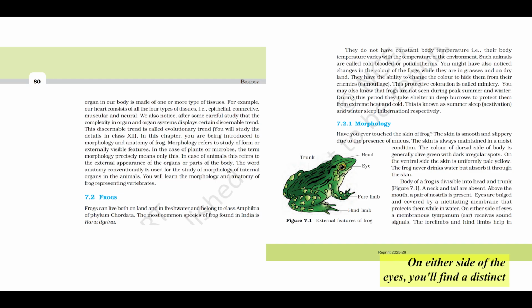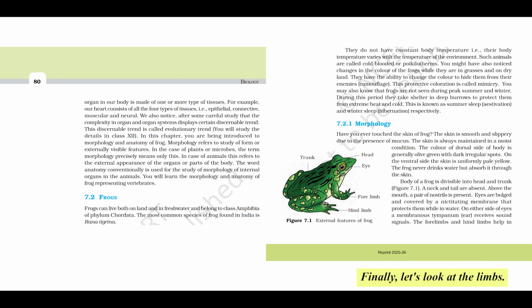On either side of the eyes, you'll find a distinct circular membranous structure known as the tympanum. This is essentially their external eardrum. It receives sound signals from the environment, enabling them to detect prey, predators, and importantly, the croaks of potential mates.